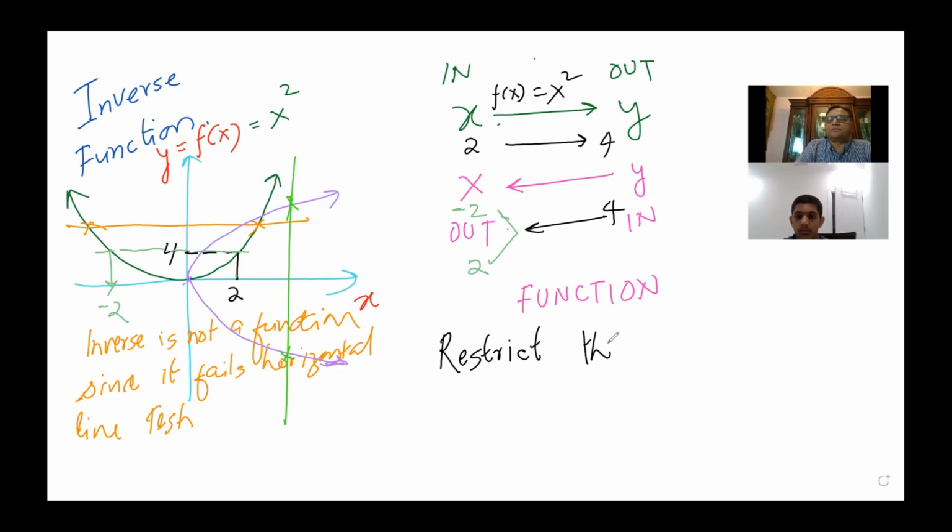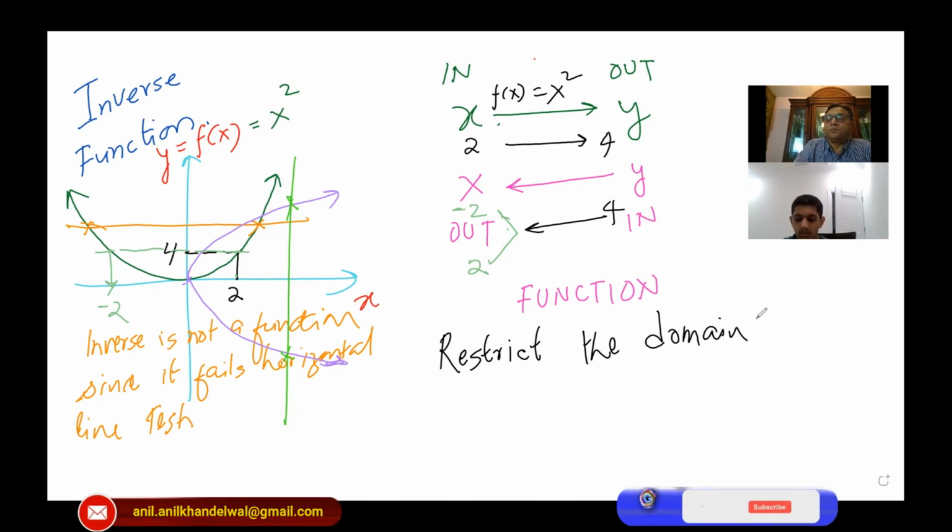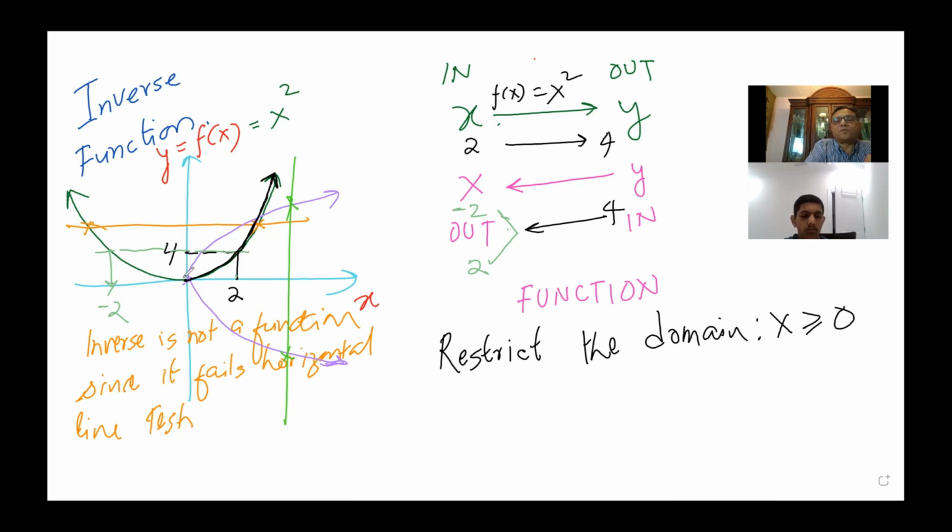So restrict the function. You could restrict the domain or sometimes the range. So we'll restrict the domain to x greater than or equal to 0. Do you see that? If I restrict to greater than or equal to 0, I'm only working on the right side of the parabola. In that case, we know it is a function since now we are specifically looking at the value of 2, not -2. You get the idea? So that is the whole concept.